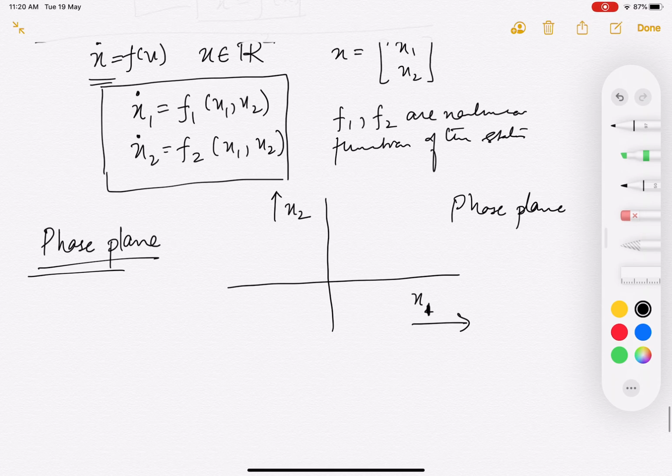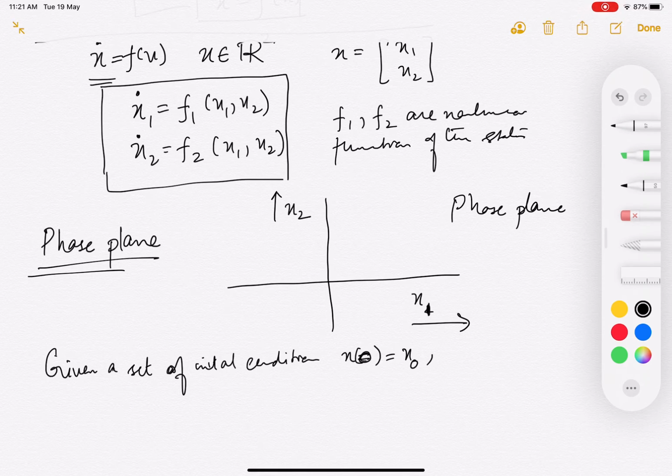Now, given a set of initial conditions x(0) = x0, the states would evolve in the phase plane, right? What does that mean? That means the states would change from their initial conditions to some different values.